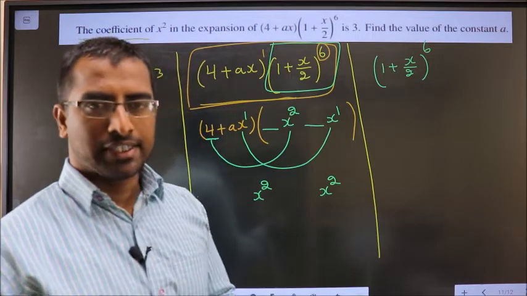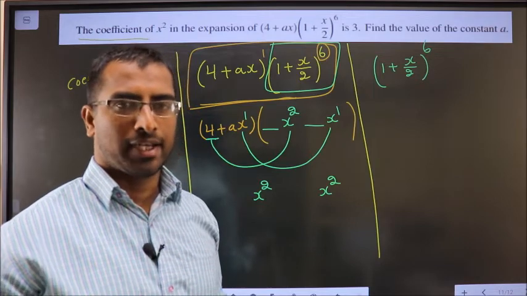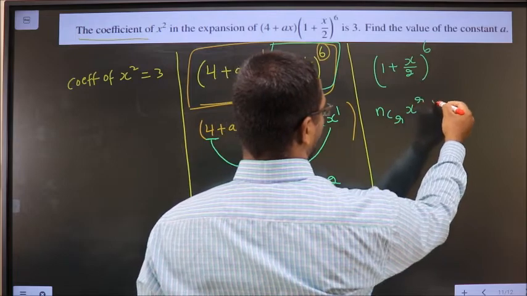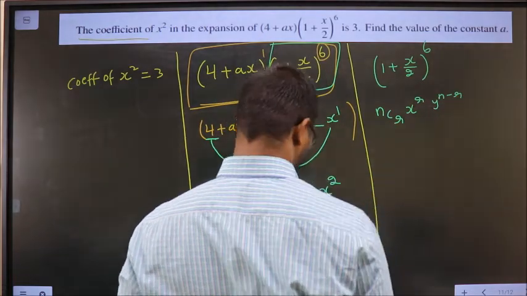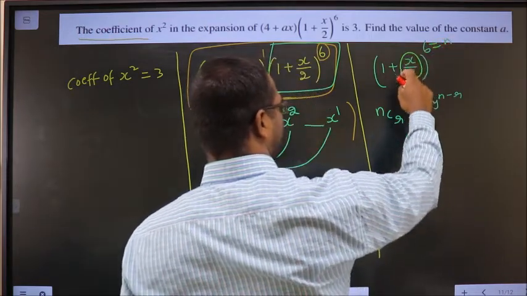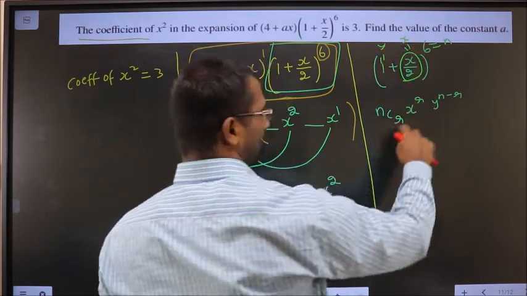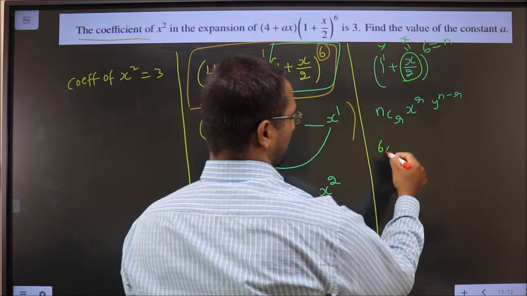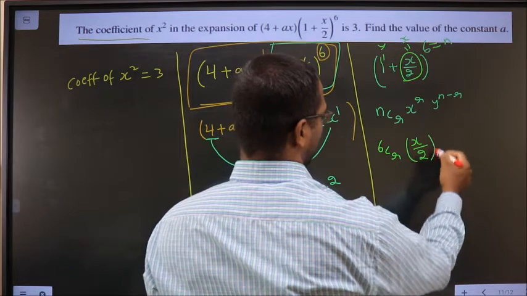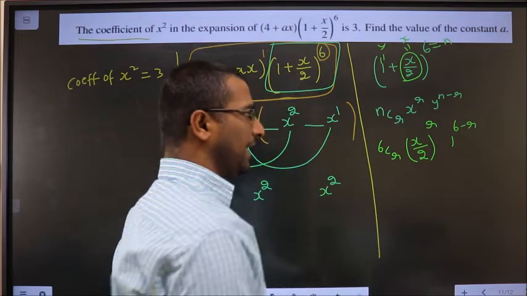To find the coefficients, first you need to write the general term. General term formula is nCr x power r y power n minus r. n is the power. x is inside the bracket, the x term will be x and the left out term will be y. Replace them in this. So you get 6Cr in place of x, x by 2 power r, in place of y 1. r will remain like that only.